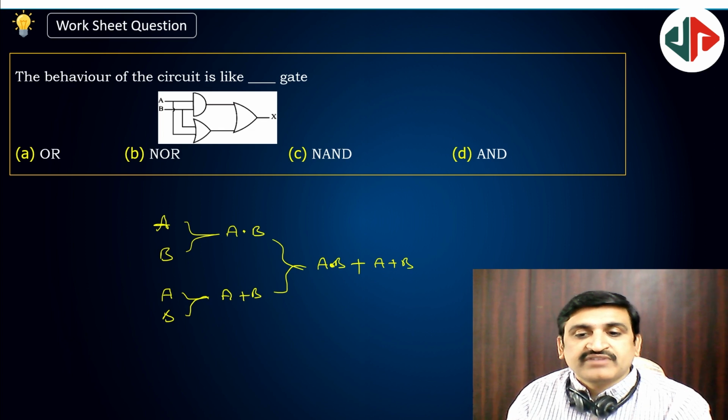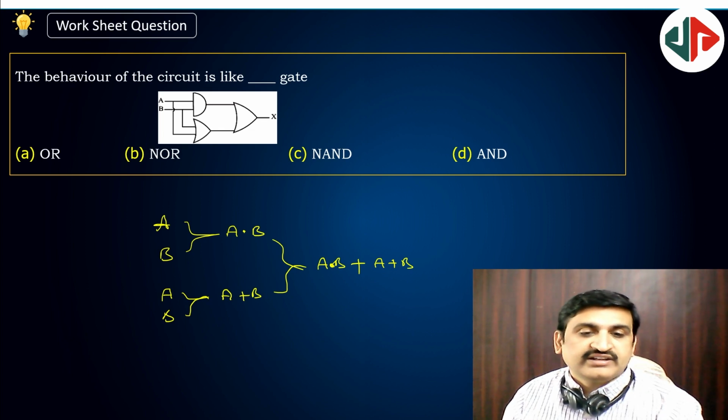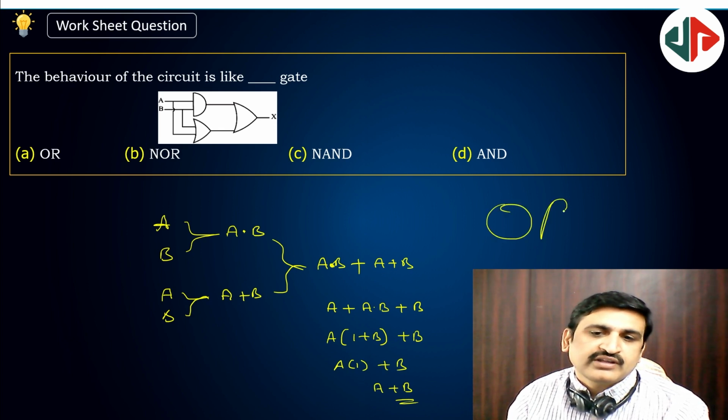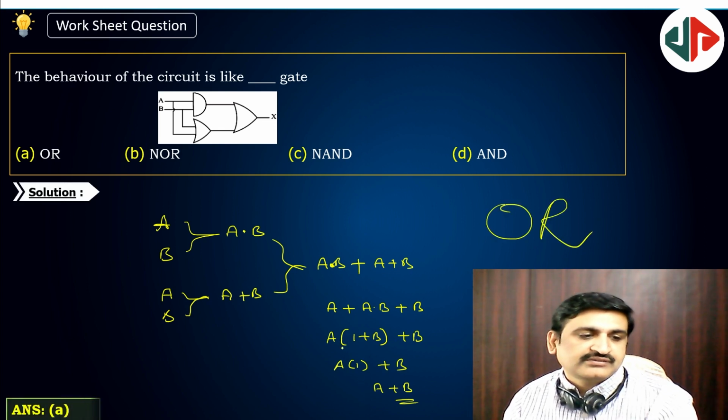This can be simplified. So I have a technique for it. A plus A dot B plus B. Just I wrote this A aside. A of 1 plus B plus B. If 1 is added to any input, the 1 only will come. Plus B. So it will become A plus B. A plus B is nothing but OR gate, right?